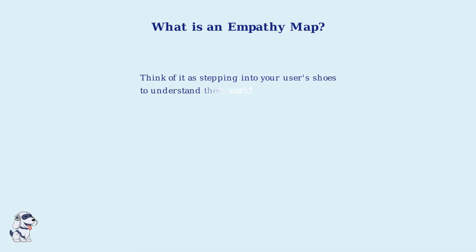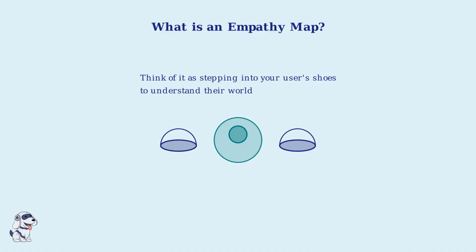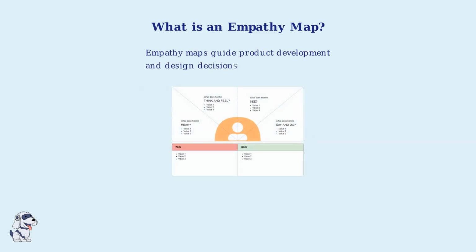Think of empathy mapping as literally stepping into your user's shoes to understand their world from their perspective. This perspective shift is crucial for making user-centered design decisions that truly meet people's needs. Ultimately, empathy maps serve as a foundation for guiding product development and design decisions, ensuring that solutions are built with real user needs in mind.